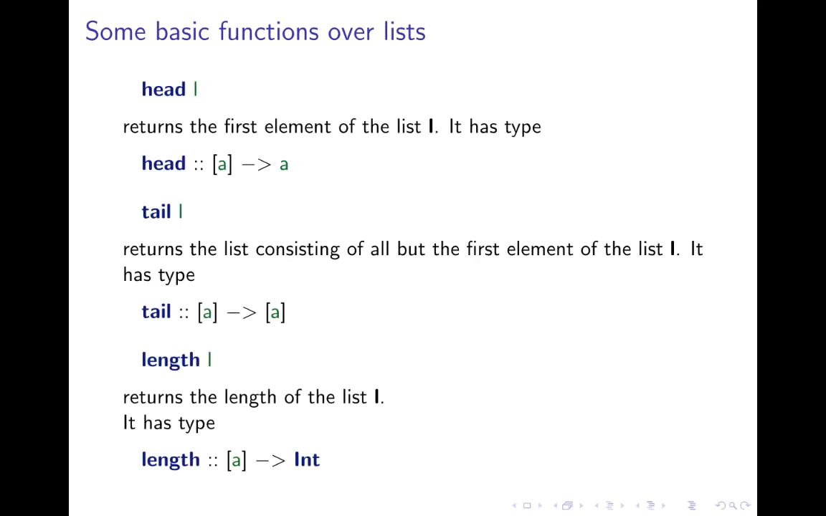Some basic functions over lists that can also be useful are the head and tail and length functions. Head of L returns the first element of the list L, and its type is a list to a, meaning that for any type a, it takes a list of elements of type a and returns an element of type a. So this is also a polymorphic function. The tail function returns the list consisting of all elements of the list except the first one. So its type is a list to a list for any type a. And then there's a length function, which is also quite nice to have sometimes, and it returns the length of the list L, and it takes a list of any type a, and then returns a value of type integer. So those are some basic functions over lists.